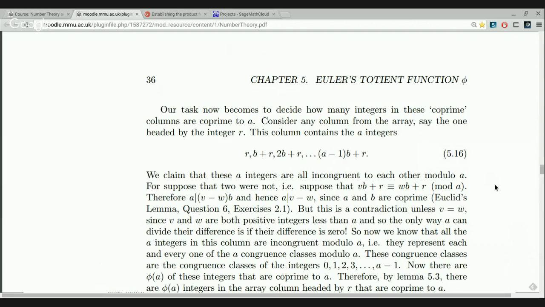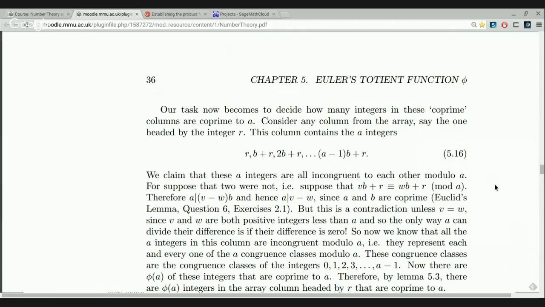When you look at how far apart two numbers between 0 and A minus 1 can be, at most they can be A minus 1 apart, because they're coming from the range 0 through A minus 1. So the only one of those differences that's divisible by A is in fact the difference 0.